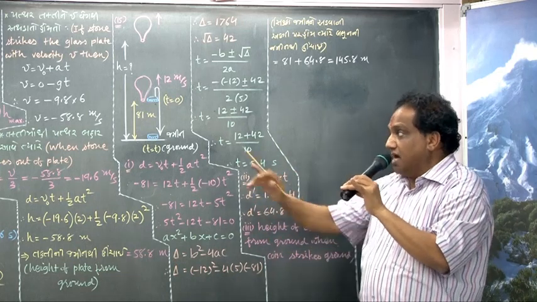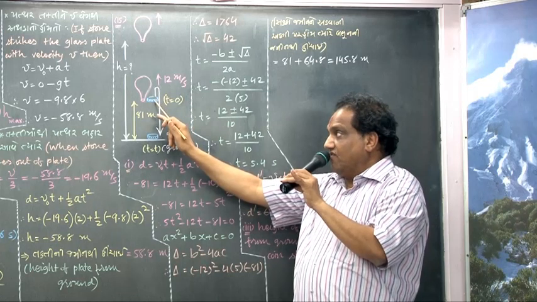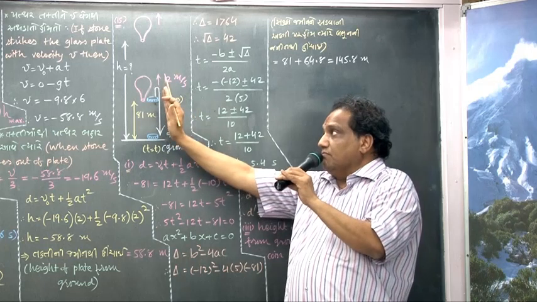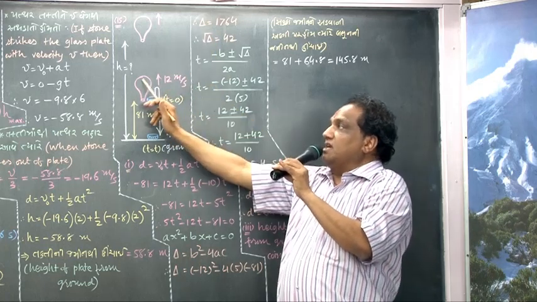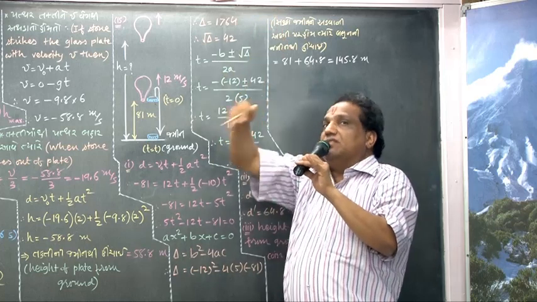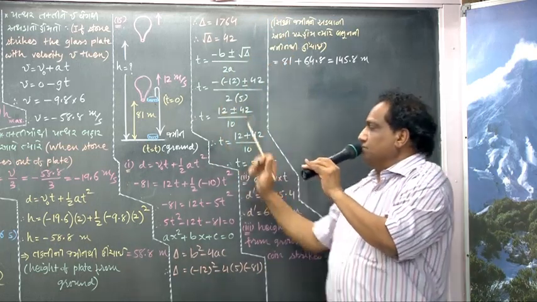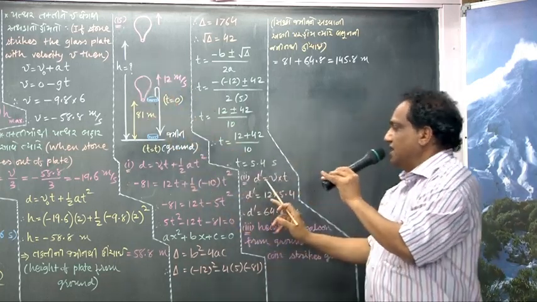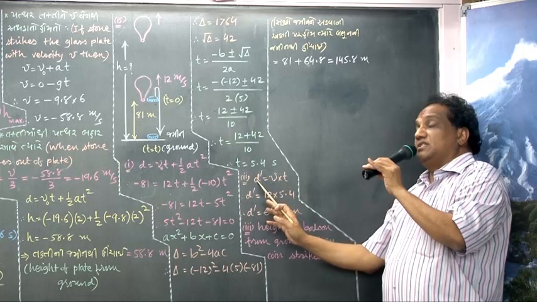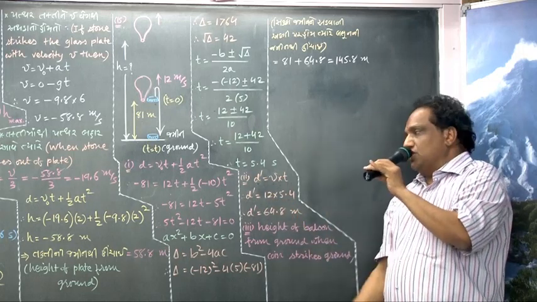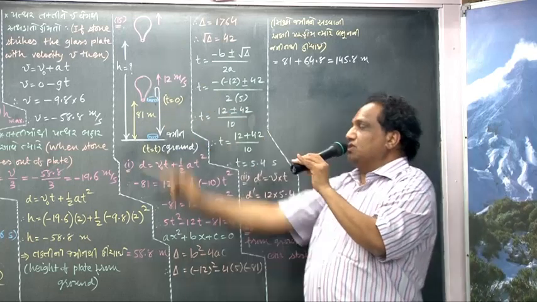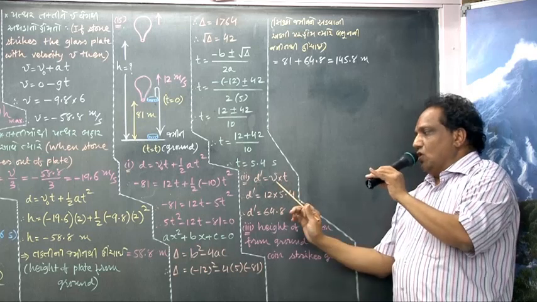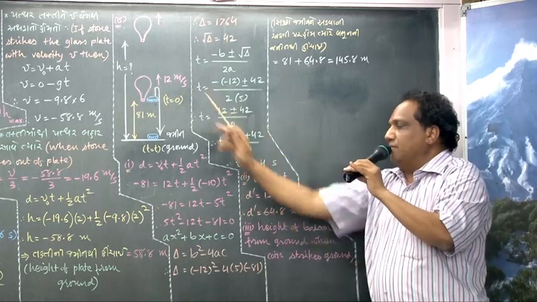This is the time taken by the coin to travel from here to here. But by that time, the balloon is continuously rising. Then how much additional height it has covered is what we have to find out now. Additional height from here to here, suppose it is d dash. Distance traveled during the uniform motion: because the balloon is rising with constant velocity, distance is constant velocity into time. The constant velocity of the balloon is given as 12 meter per second.